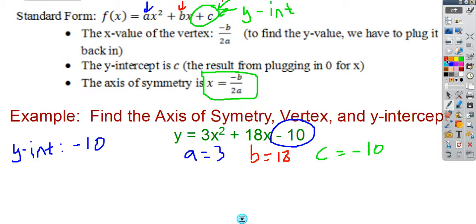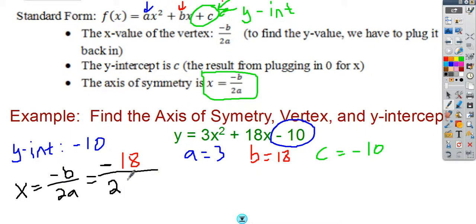So once you know all of that, now we can just go ahead and plug into our formula. So we're going to find the axis of symmetry next. For axis of symmetry, x equals negative b over 2a. So negative b, so b is 18. In our formula we have a negative, so we need it negative. And then our b value is 18, so that becomes negative 18 over 2, which is part of our formula, times our a value, which is 3.